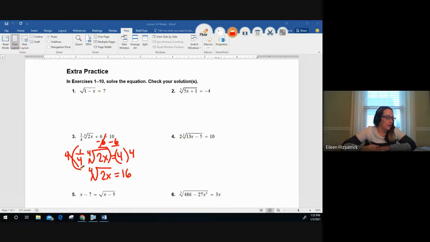Now I'm going to raise both sides to whatever power is necessary to get rid of the radical. So since it is a fourth root, I'm going to raise both sides to the fourth. The fourth root simplifies with the fourth. I'm going to write over here. So this is not problem 4 that I'm working on. So I have 2x equals 16 raised to the fourth is 65,536.